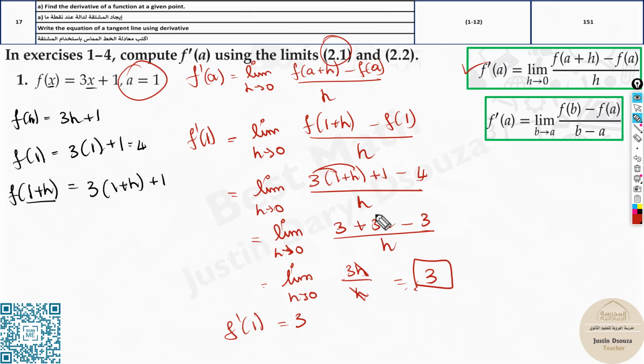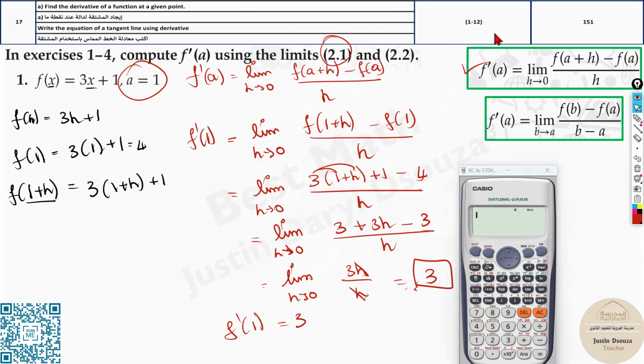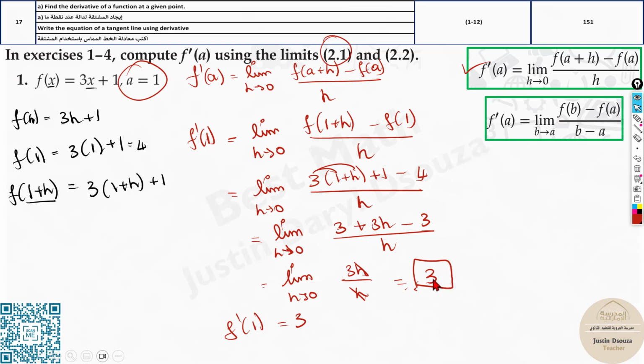Now you can always verify your answers using your calculator. I'll show you how. In your calculator, you can directly find derivatives by pressing shift and this symbol here. This is integral, but when you press shift and this, you get dy by dx, that's derivative. Now here you have to put 3x plus 1, and over here x value is 1, and see the answer is 3. So yes, that's the correct answer. It's just verification, but these methods are very, very crucial.